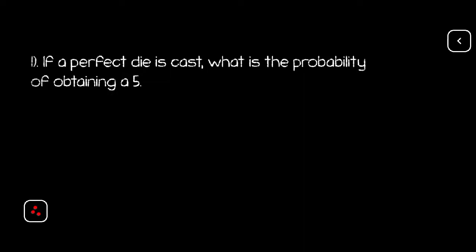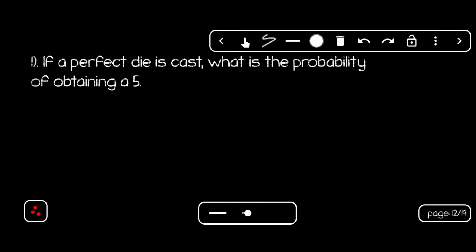All right, so let's look at some basic formula problems in probability before we go into theoretical probability and empirical probability. So this is question one, which says, if a perfect die is cast, what is the probability of obtaining a 5? Normally when I work with my students, I tell them that understanding the question and representing it accordingly is one of the keys to solving word problems.